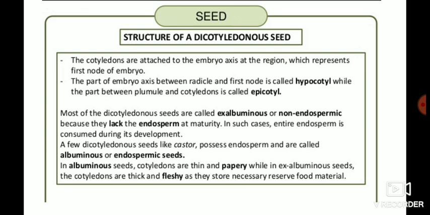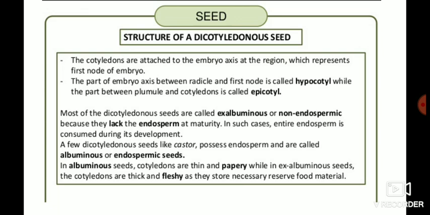Most of the dicotyledon seeds are exalbuminous, or you can say non-endospermic, because they lack the endosperm at maturity. That means in these seeds, the endosperm is consumed in entirety. All the endosperm is consumed by the developing embryo. In such cases, the entire endosperm is consumed. That I have already told you.